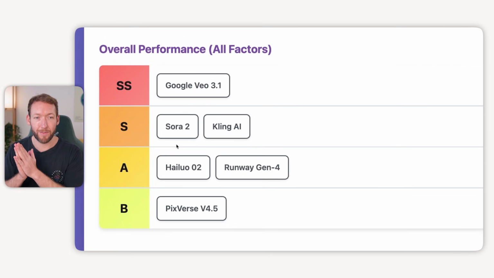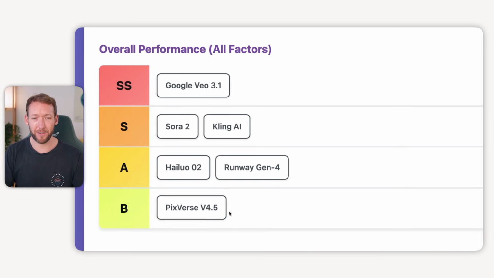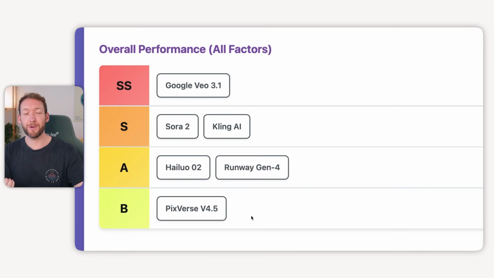So we then have the overall performance, and overall, from everything I tested, VO 3.1 was probably the model that I'd stick with. With Sora 2, apart from the fact it can't produce UGC characters, it was pretty good, with Kling AI also on a level playing field with that. Helio 02 and Runway Gen 4, as well as Pixverse 4.5. We got one good output from that. All of those were cheaper to run, but actually the outputs were unusable for any of our business use cases.